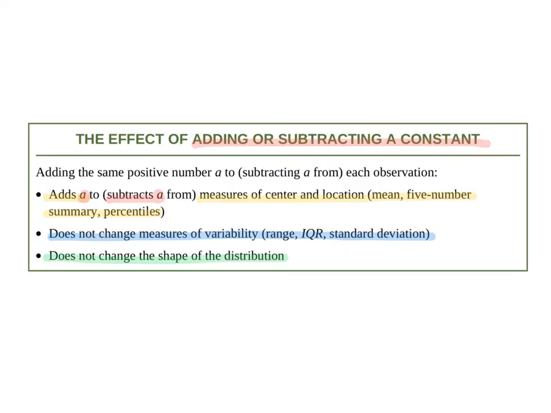So what can we deduce from that information in list form this time? The effect of adding or subtracting a constant means that if you add or subtract, so it either goes up an A value or down an A value, that's going to change your measure of center and location. So your mean, your 5-number summary, and your percentiles, those are all either going to add or subtract that value. What doesn't change is the shape of the distribution and measures of variability. So your range, your IQR, and your standard deviation.